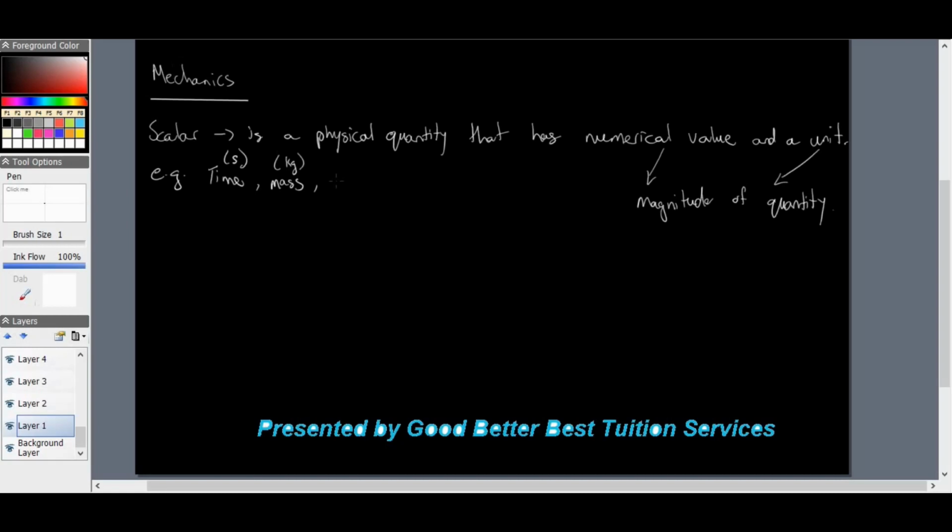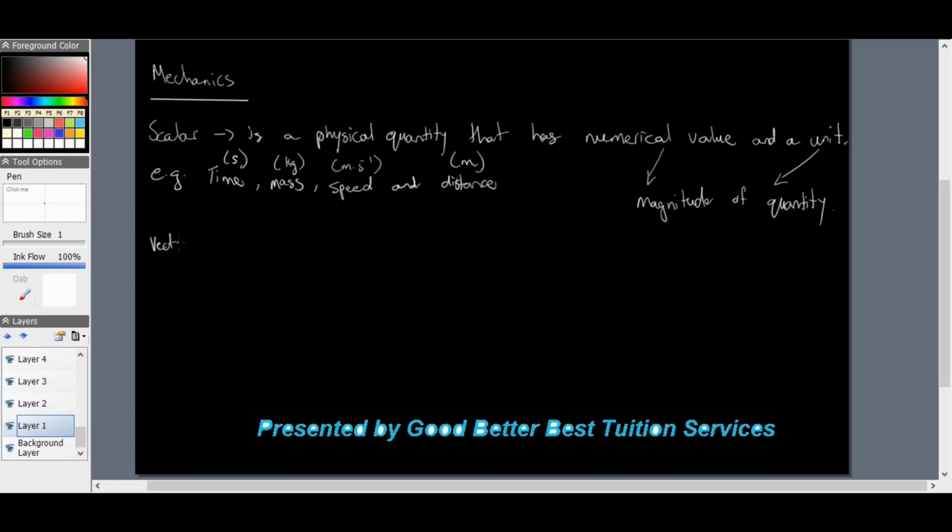Another one is speed. Speed is measured in meters per second, how fast someone is. And lastly, distance. We know distance in physics is measured in meters. Awesome, that is what a scalar quantity is.